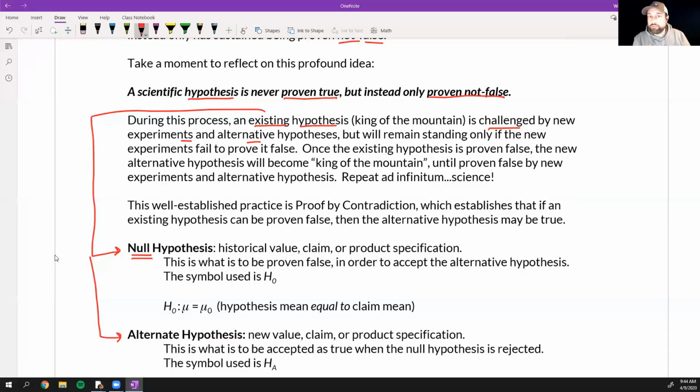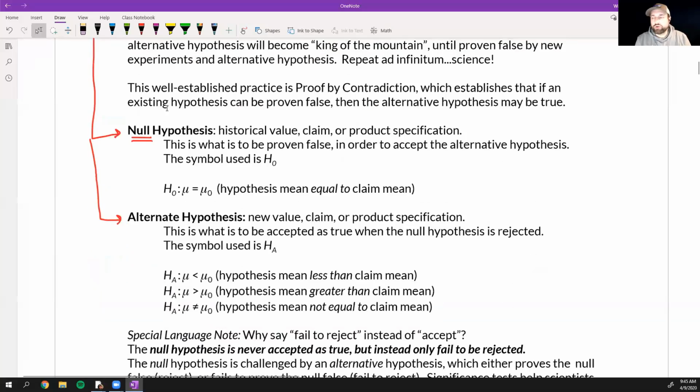Your current king of the mountain stays king until someone comes along and proves you false. Then their alternative hypothesis becomes the new king of the mountain until someone else comes along and proves that false. So no one is ever proven true. No one says, yep, your theory is right. They can only be proven not false. That's how science works. And that's what we're going to do here.